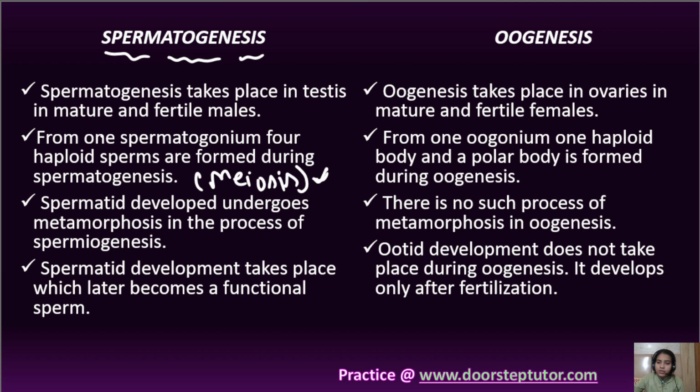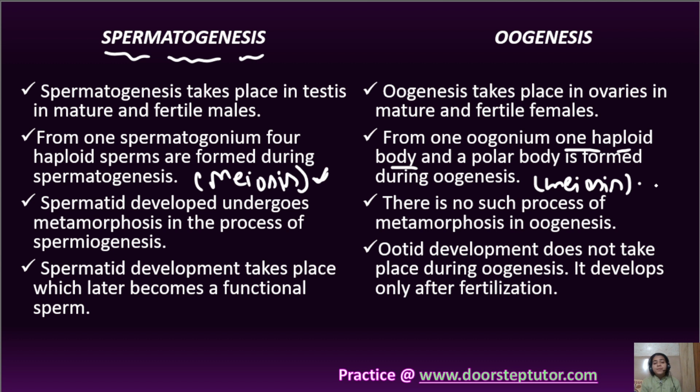While if we talk about oogenesis, then here also the meiosis process is done. But here the difference is that only one haploid body is produced. Why? Because a polar body is produced in them. That's why here from one oogonium only one haploid body is produced.